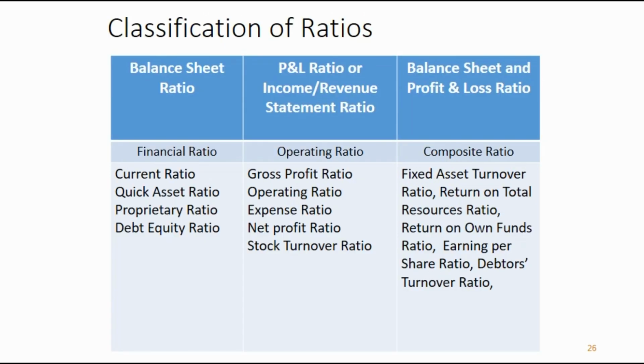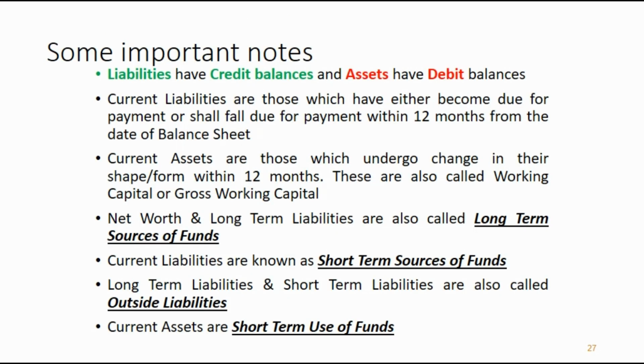Classification of ratio: balance sheet ratio, profit and loss ratio, and balance sheet and profit and loss ratio. So financial ratio, operating ratio and composite ratio. Okay. Now liabilities have credit balance and assets have debit balance.